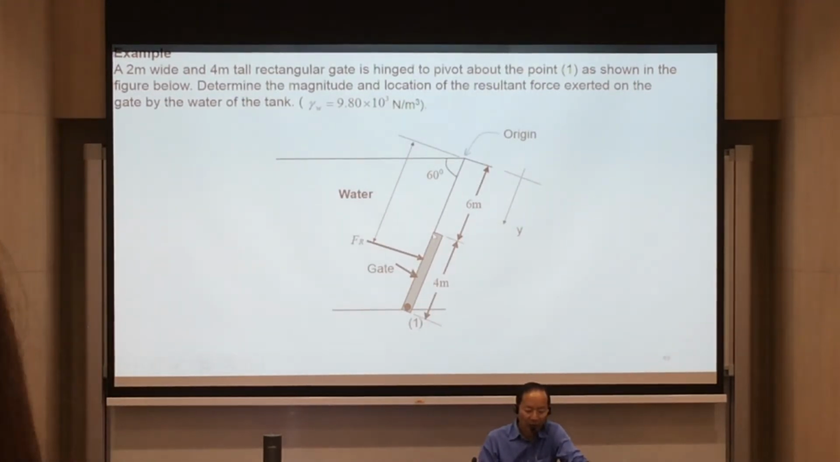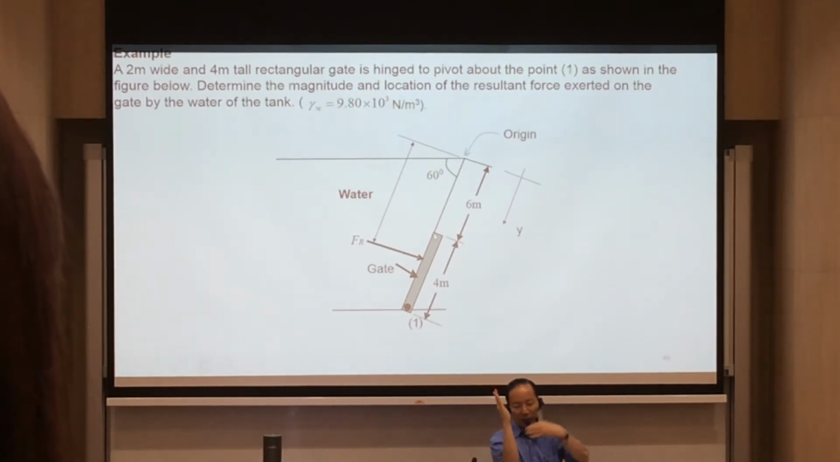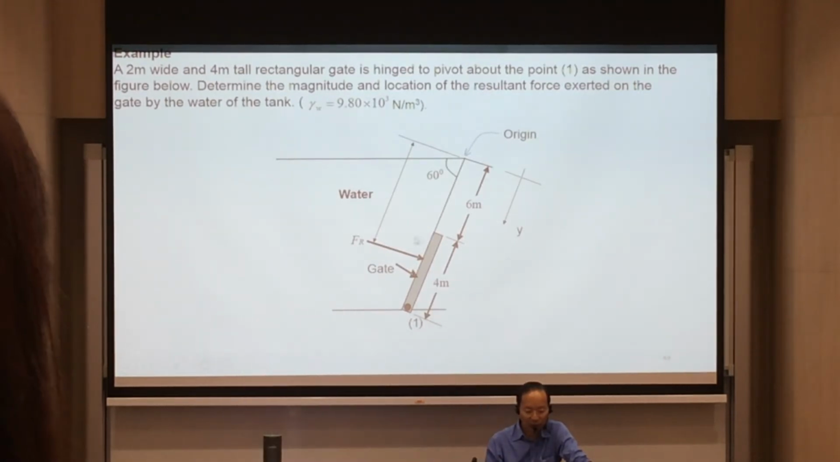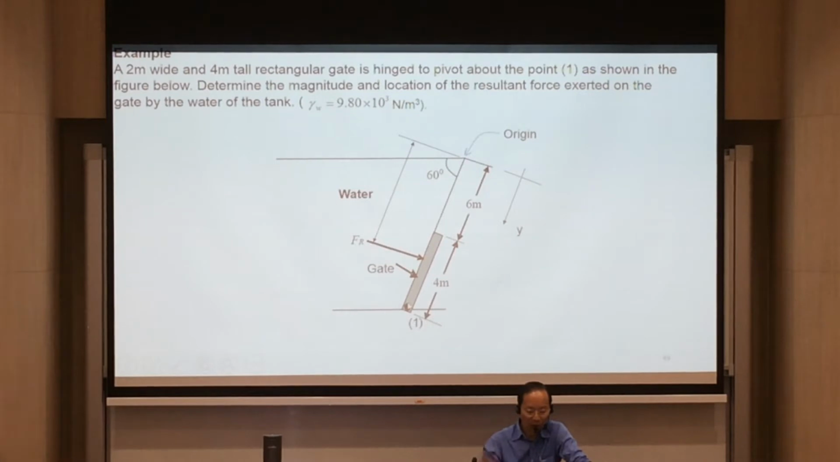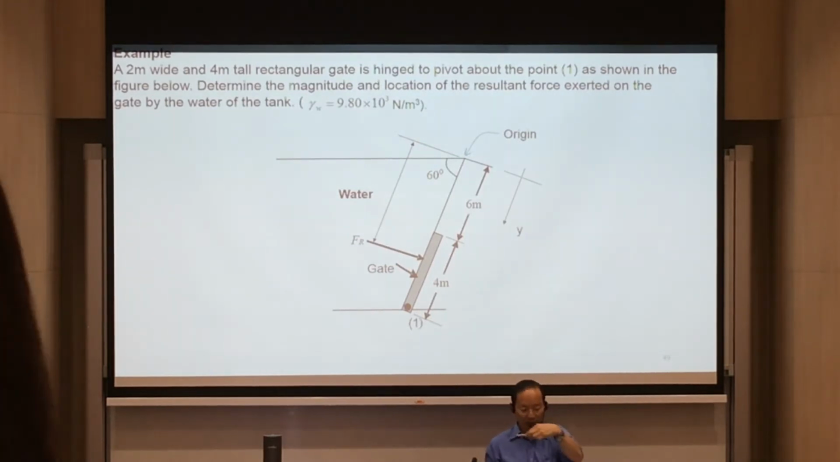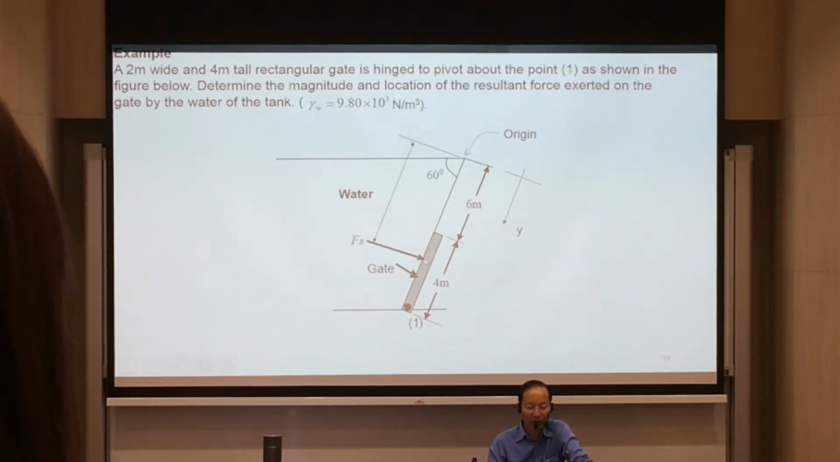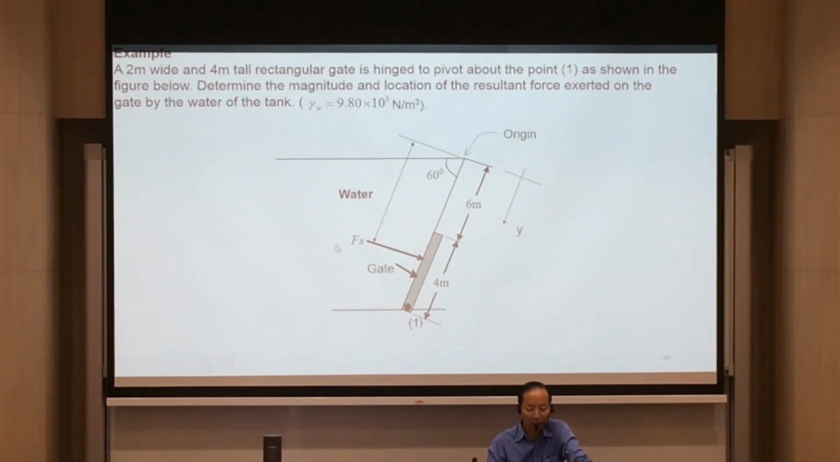So this gate here is acted on by forces in the water, and these forces will vary, increasing as you go deeper and deeper into the water. So there is a resultant force. We can consolidate all these forces into the resultant force acting on the gate. And then next we have to find where the force is acting, besides having to find the magnitude of this force, given gamma of water.